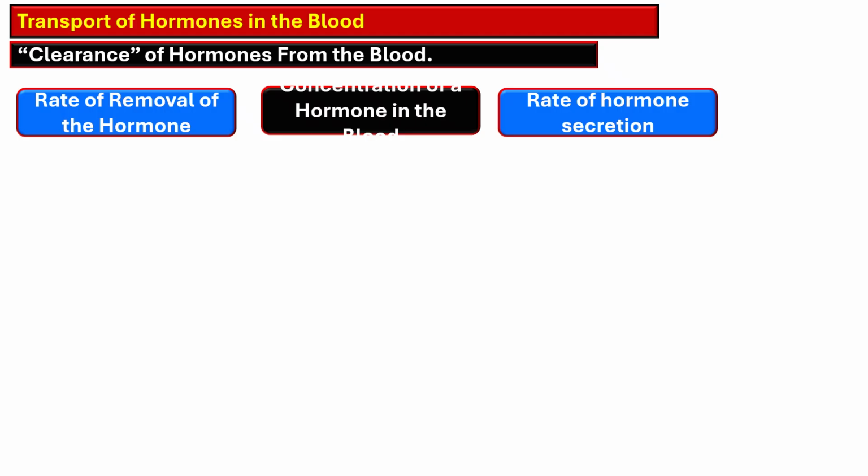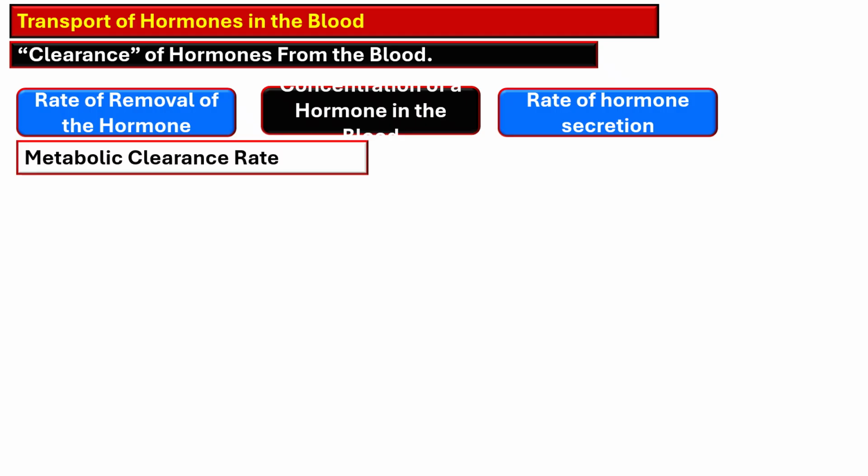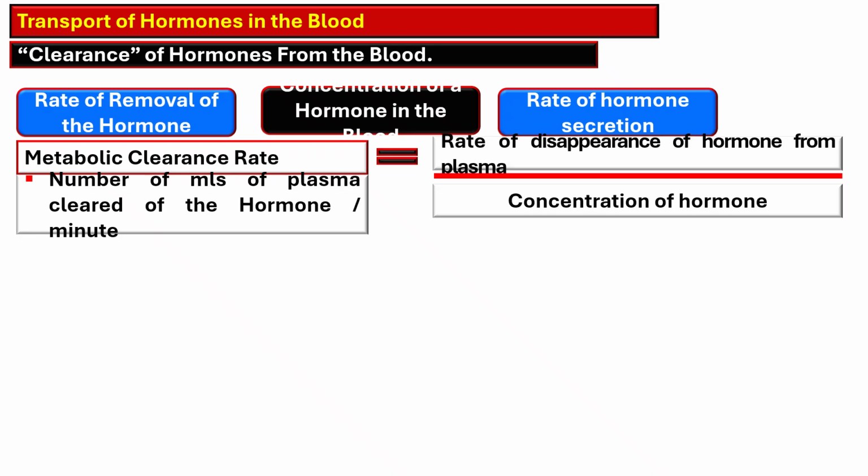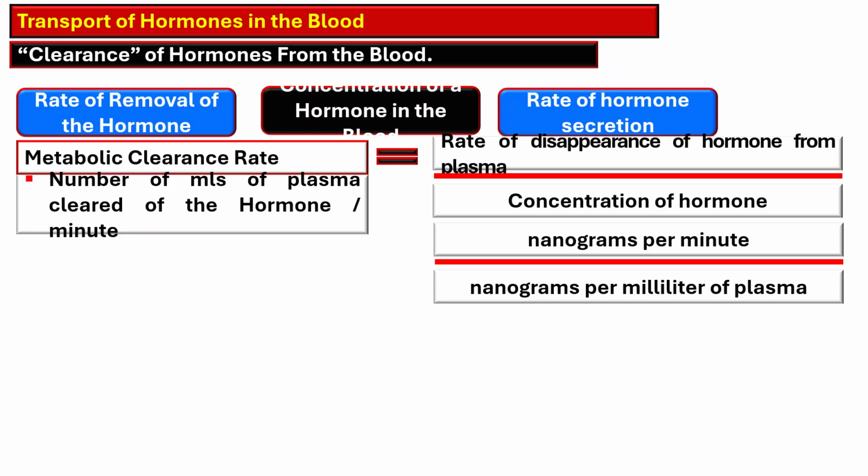The concentration of the hormone in the blood is determined by the rate of removal of the hormone and the rate of secretion of the hormone. The rate of removal of the hormone is termed the metabolic clearance rate, and it is defined as the number of milliliters of plasma that is cleared of the hormone per minute. It is determined by the ratio of the rate of disappearance of the hormone from plasma to the concentration of the hormone.